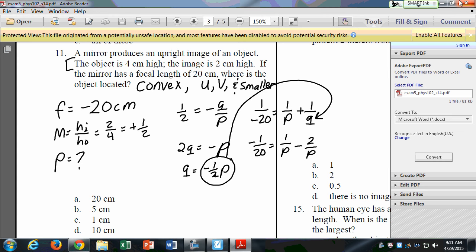This was last year, spring 14. Okay, and then I have negative 1 over 20 equals negative 1 over P, because 1 over P minus 2 over P is 1 over P. Those go away, and so P is equal to 20. See? Easy peasy, as they say.